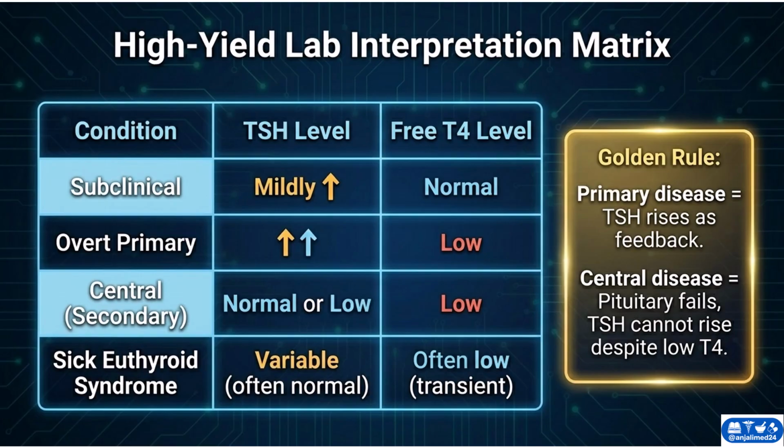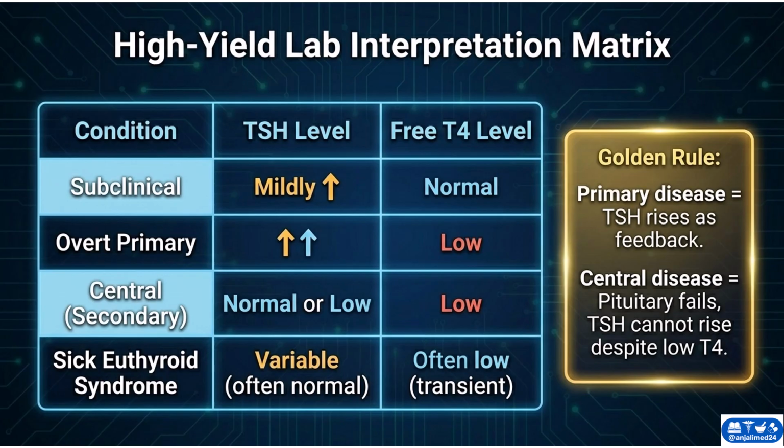Interpreting thyroid function tests becomes much easier when you understand a few key patterns. In subclinical hypothyroidism, TSH is mildly elevated but free T4 remains normal. These patients may have few or no symptoms. In overt primary hypothyroidism, TSH is markedly elevated while free T4 is low. This is the classic pattern seen in Hashimoto's thyroiditis and requires thyroid hormone replacement.